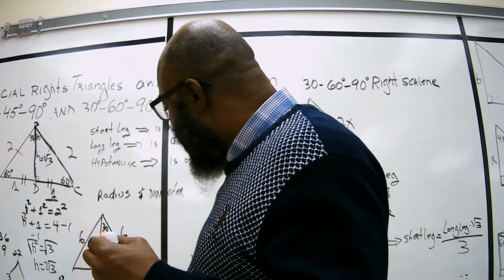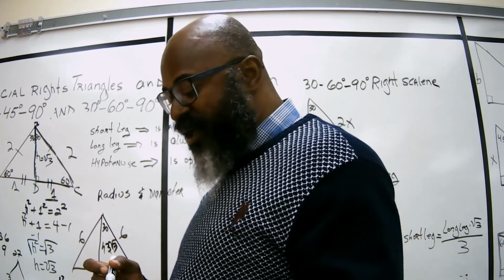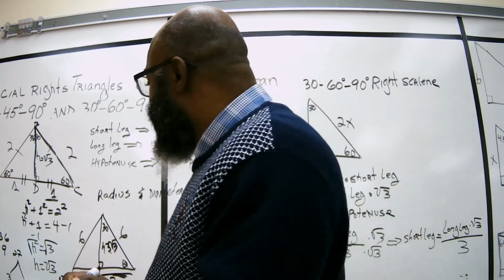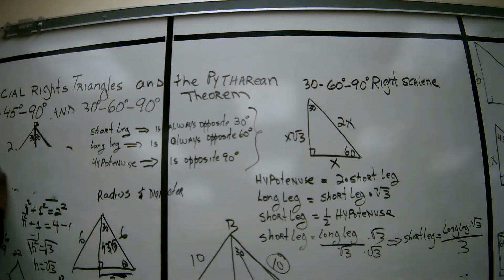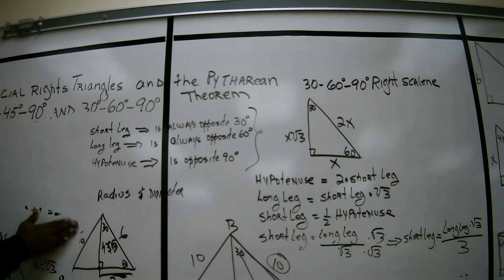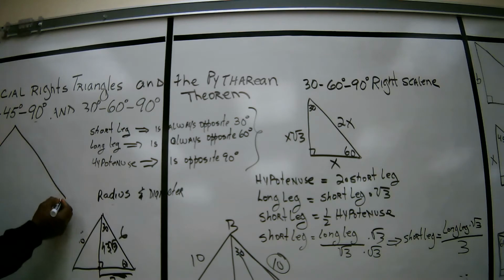Whatever the short leg is, if I multiply by square root of 3, I will always find the long leg. Alright? So let's do a couple more applications, then you can see that there's a relationship between the short leg and the long leg, vice versa. Now, I have a triangle here, an equilateral triangle.